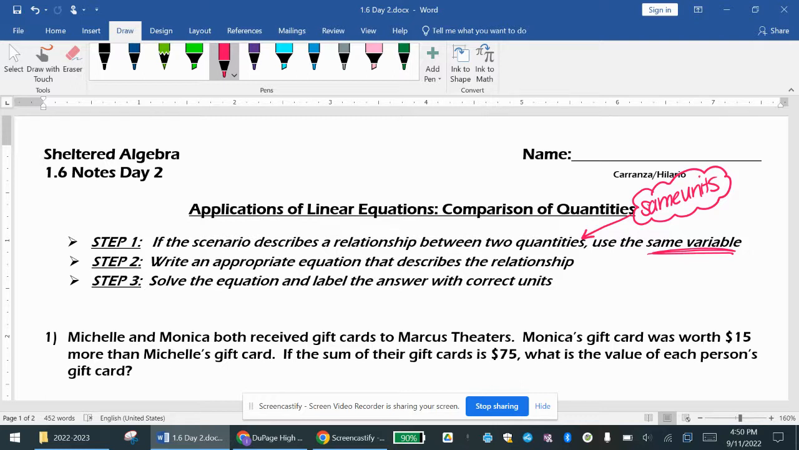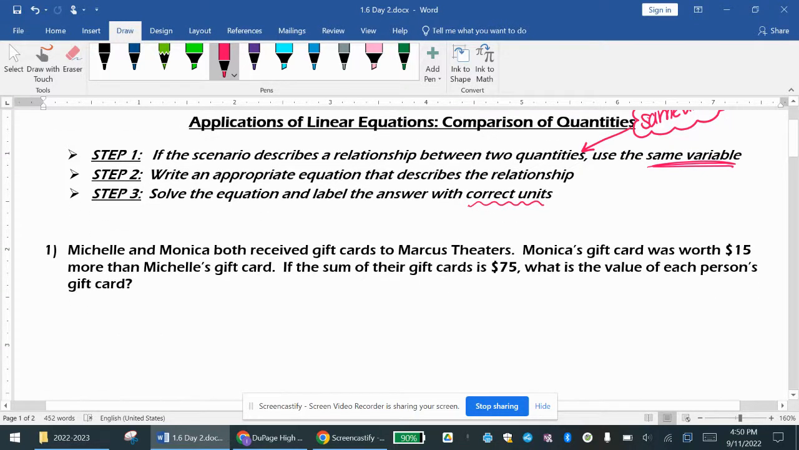We're going to write an appropriate equation that describes the relationship, and then we're going to solve it, but make sure that you always give your answer with the correct units. Previously, if we found an answer like x equals negative 2/3, we'd leave it like that. But now, if we get an answer, we want to make sure we say, is it dollars? Is it shoes, etc.? There's going to be different units.